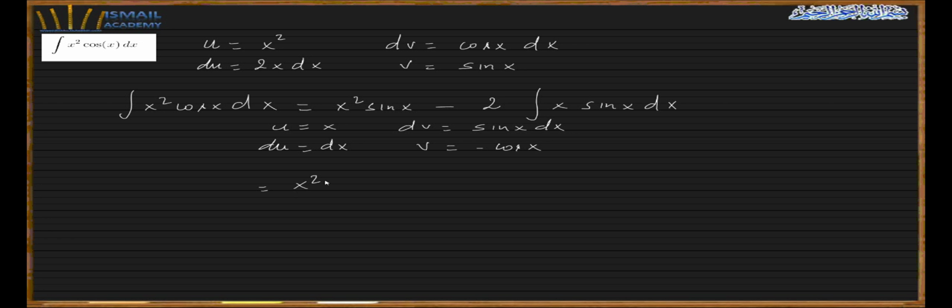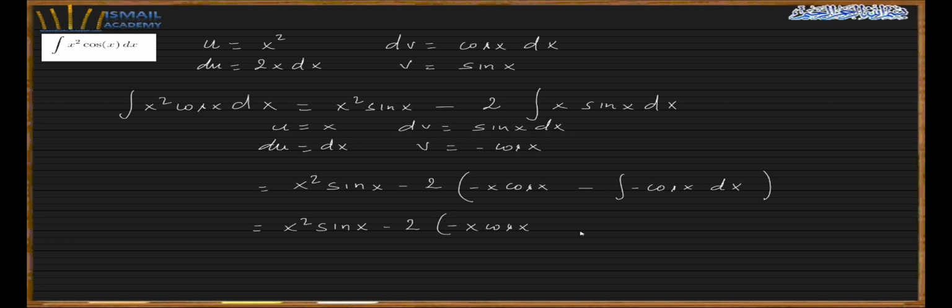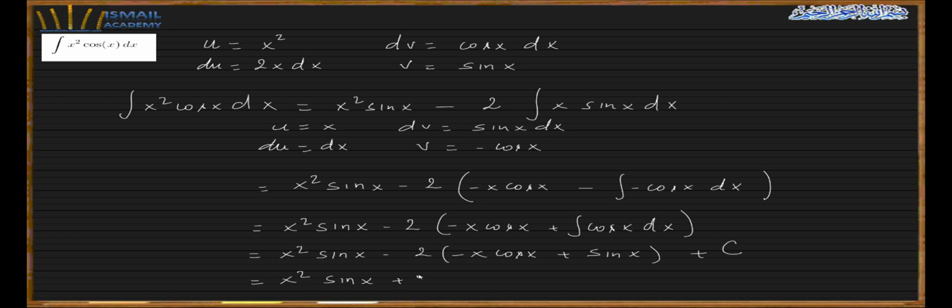So here I integrate this portion: x squared sine x minus 2 times open parentheses, and here we'll have minus x cosine of x minus the integral of minus cosine of x dx, which is v du. So this minus becomes positive, so here I will have x squared sine x minus 2 times minus x cosine of x plus the integral of cosine of x dx. The antiderivative of cosine is sine, so this would be x squared sine x minus 2 times minus x cosine of x plus sine x plus c. Distribute the minus 2, so x squared sine x plus 2x cosine of x minus 2 sine of x plus c, and this will be your final answer.